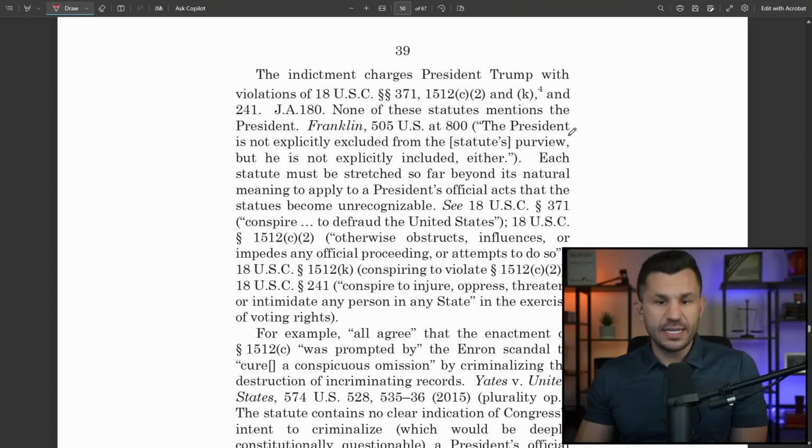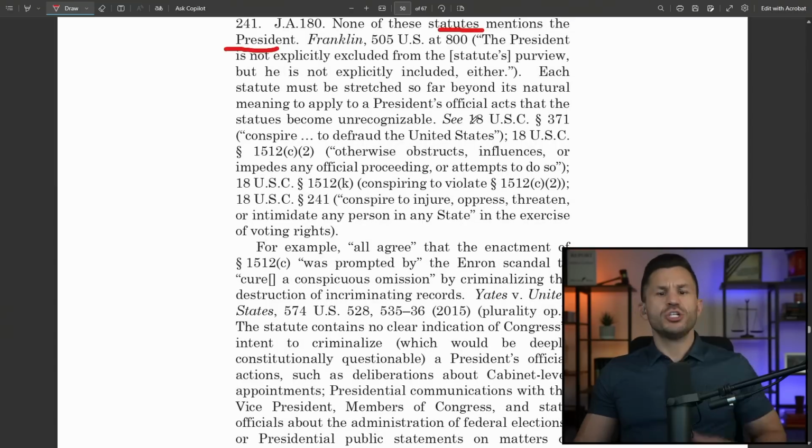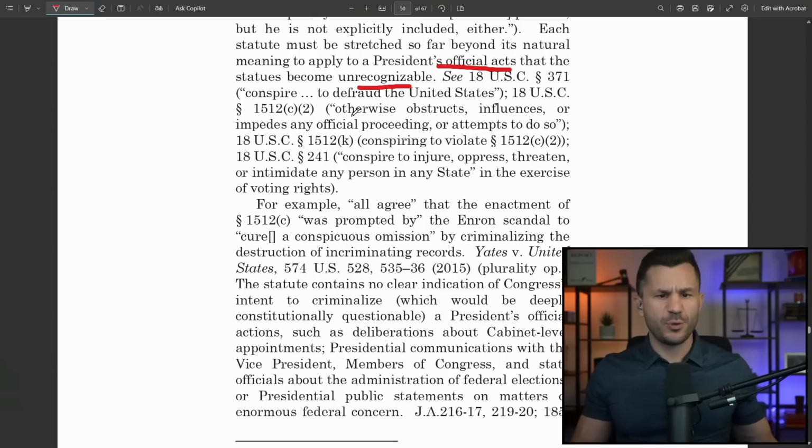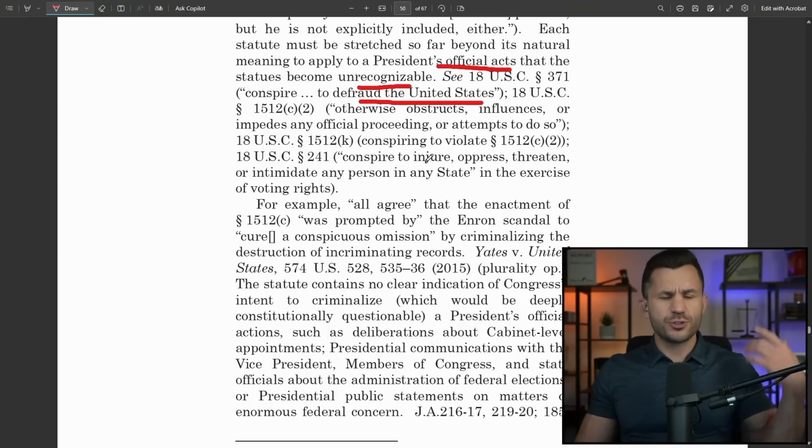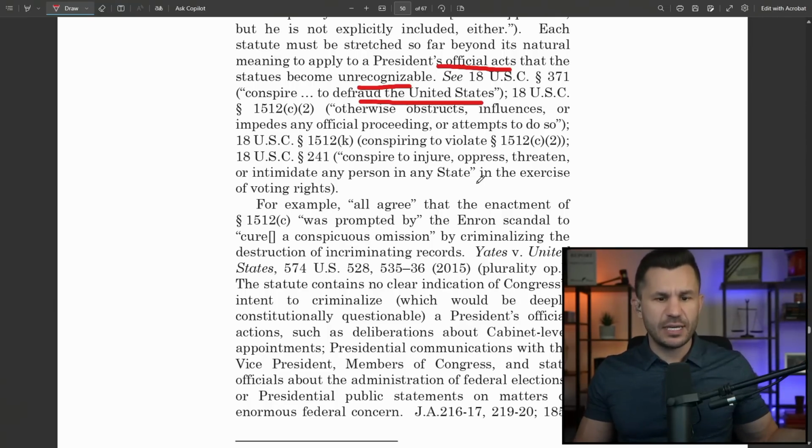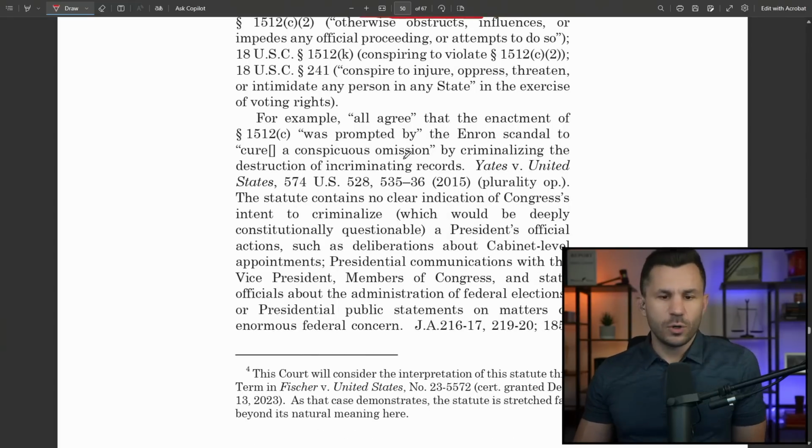Now, none of these statutes mentions the president. Each statute must be stretched so far beyond its natural meaning to apply to a president's official acts that the statutes become unrecognizable. For example, conspire to defraud the United States. What are you talking about? He was trying to make sure our election was not rigged, conspiring to violate, conspiring to injure. Now, for example, they say, quote, all agree that the enactment of 1512 was prompted by the Enron scandal.